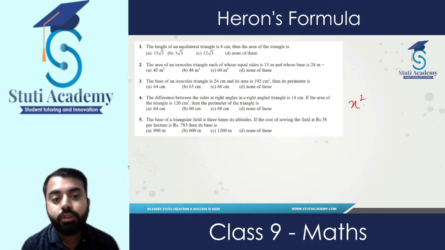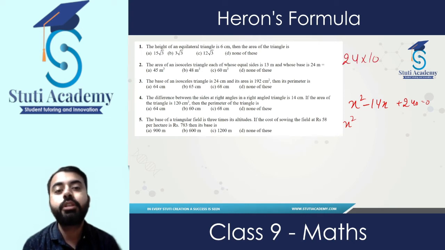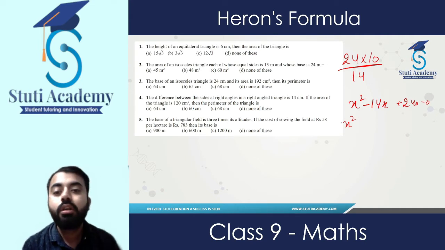You have your x square minus 14x plus 240 is 0. So on substituting, you get these factors. You get what? This 24 into 10. 24 minus 10 is what? It is 14. Understood? So you get this. You have 24 minus 10, which is 14 in this, but I have a positive 240 here. This is good. Okay.